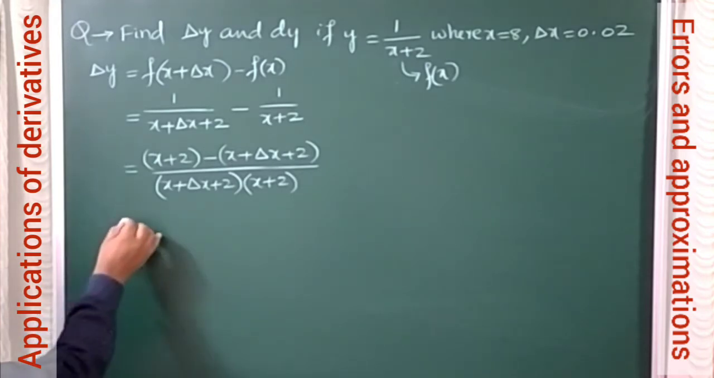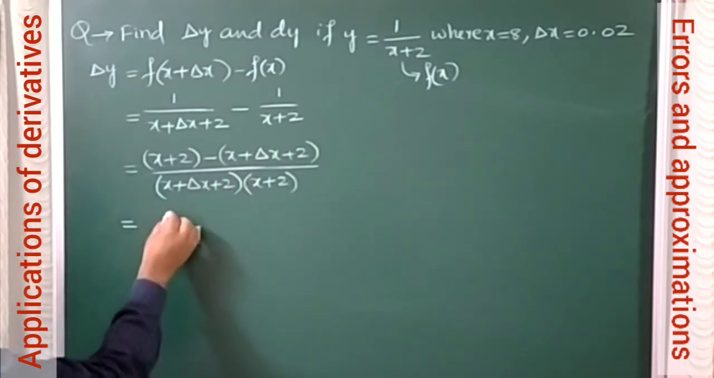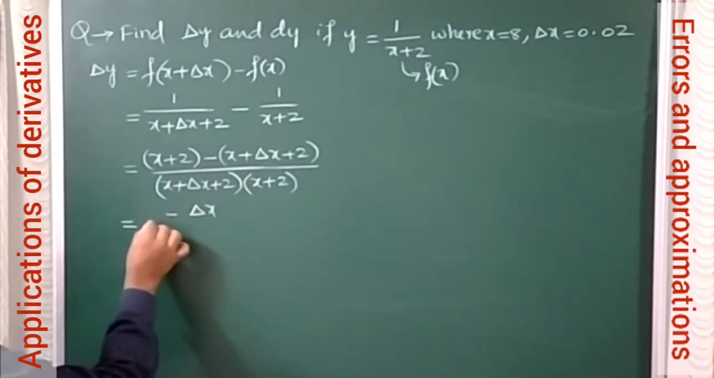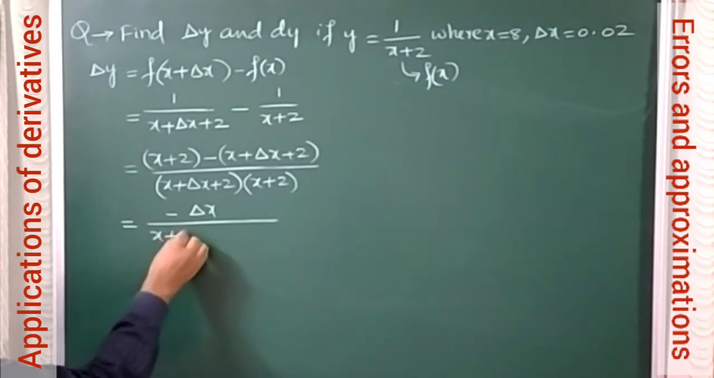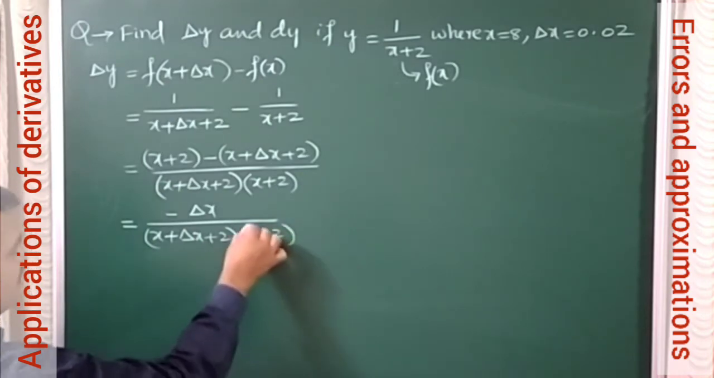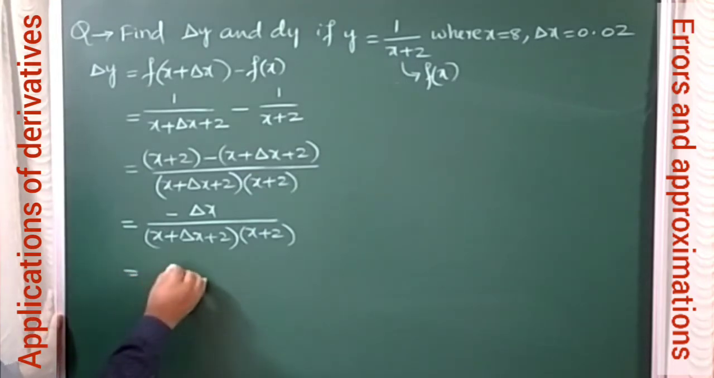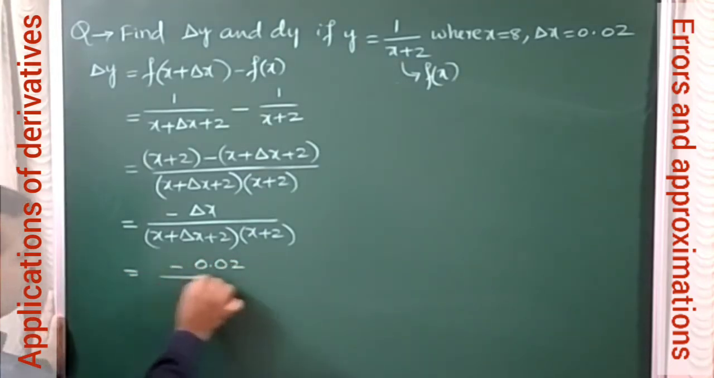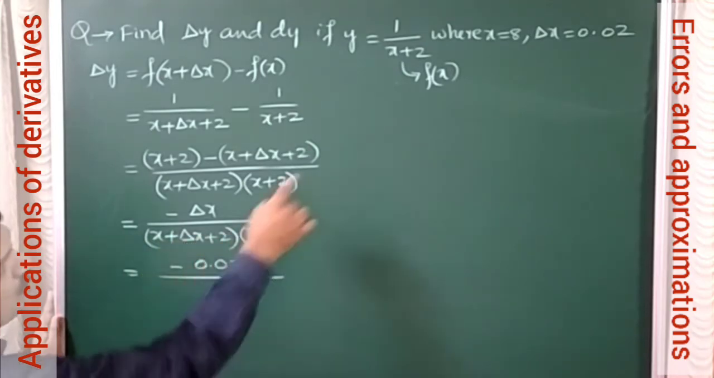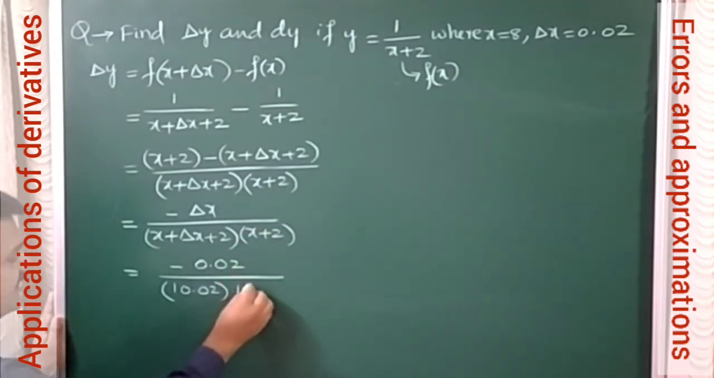Now after simplification, in the numerator x can be cancelled, 2 can be cancelled. So in the numerator minus delta x is left, over the denominator (x plus delta x plus 2) into (x plus 2). Now substitute all the values. Delta x we know is 0.02. So minus 0.02 over (x plus delta x plus 2), which means it is 10.02, times (x plus 2), that means 10.